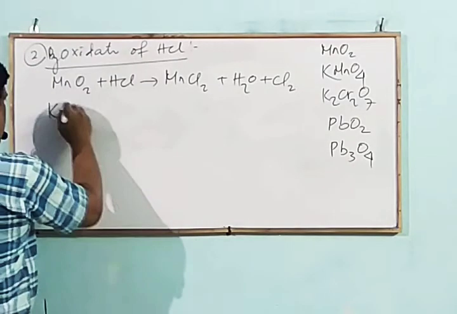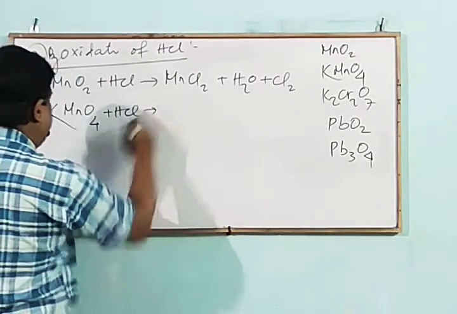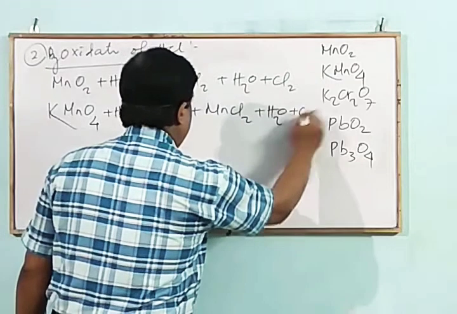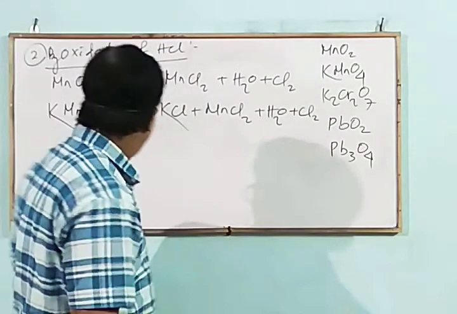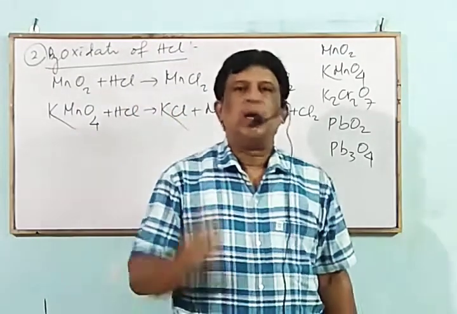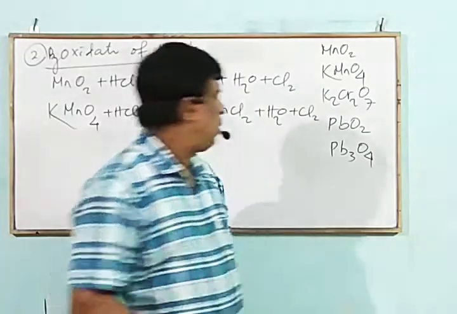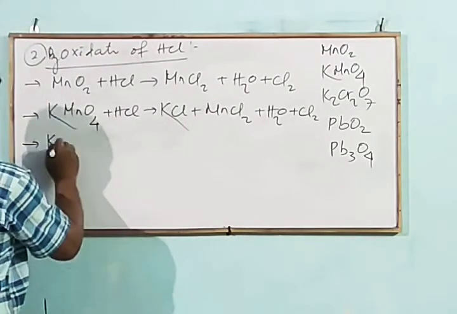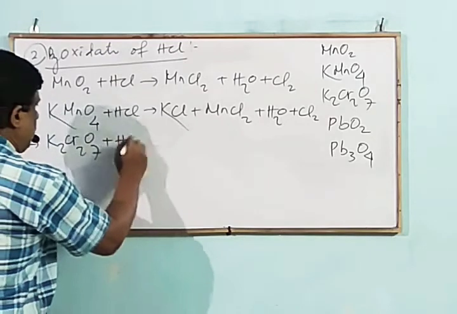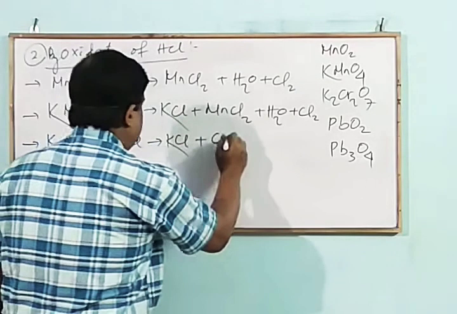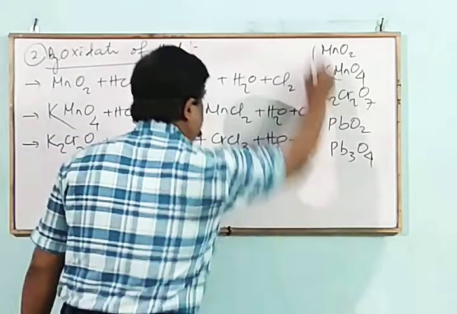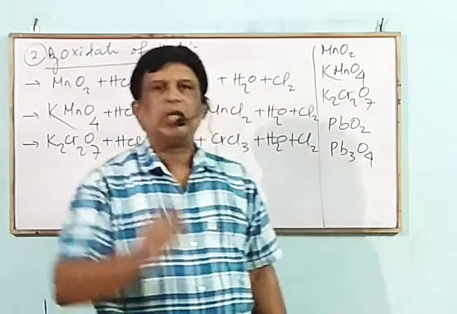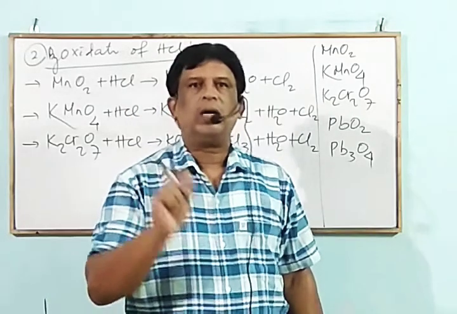Similarly, when potassium permanganate is treated with hydrogen chloride, it gives rise to potassium chloride, manganese chloride, water plus chlorine. Next one is potassium dichromate, K2Cr2O7. When treated with hydrogen chloride, it gives rise to potassium chloride, chromium chloride, water and chlorine.